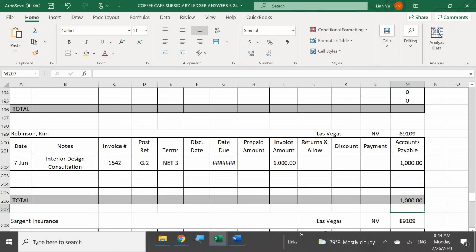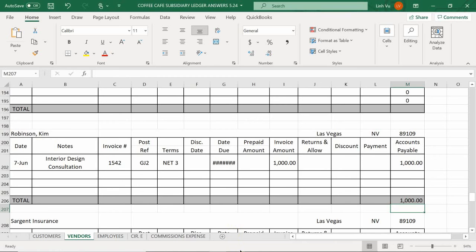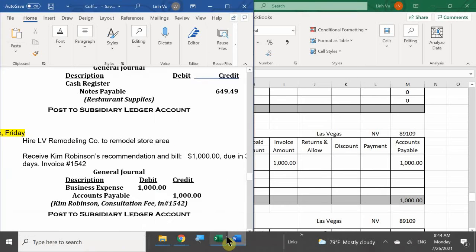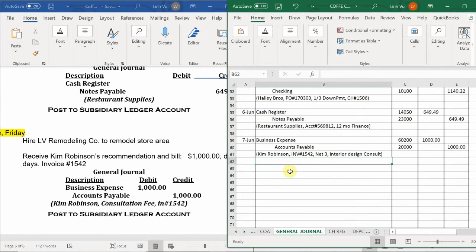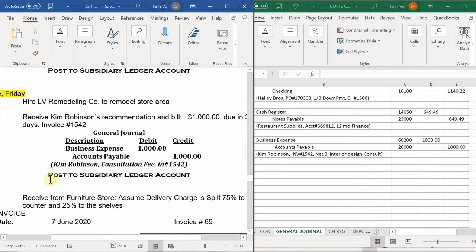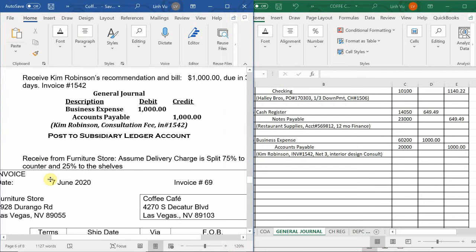Any questions here? No. Okay. Right? So there we have it. That was just recording our very first bill. So then let's see what happened next.